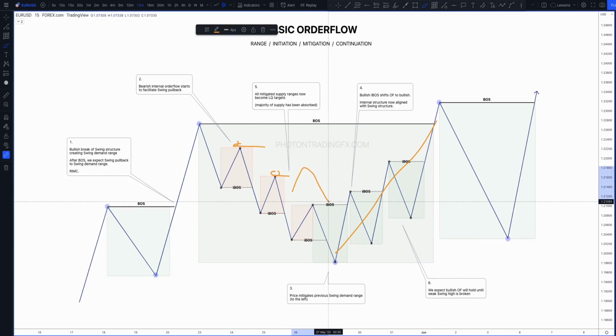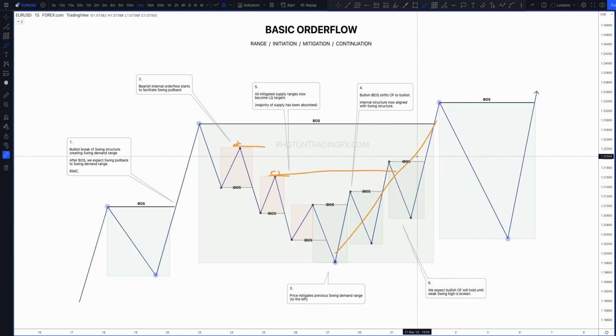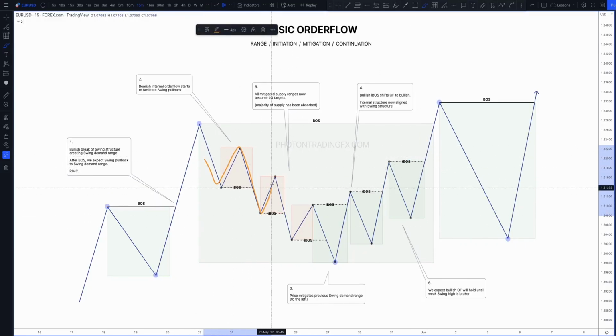the sweep of those highs, that facilitates a pullback. So we get a break of that high, which facilitates the pullback, and then potentially we'd pull back. The way you want to view that essentially is because all of these ranges have been mitigated. Price comes down, mitigates the prior range. Price comes down, it mitigates the prior range.